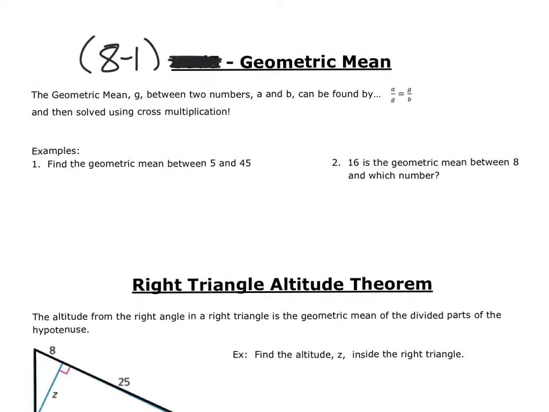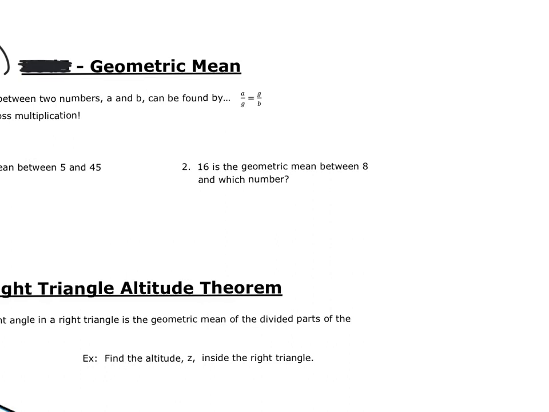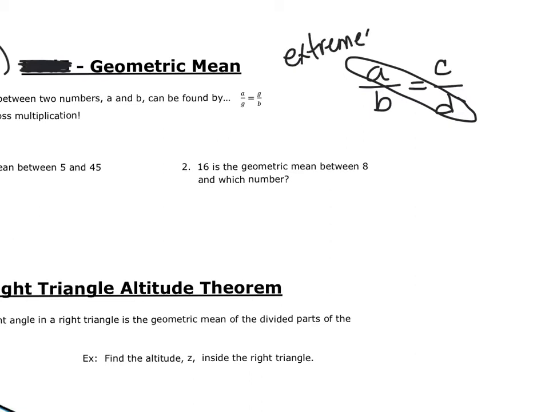Okay, so if you recall, we have talked about proportions. So in our proportions, like one set up like this, these numbers right here, the A and D, are the extremes. And these numbers here are the means. Okay, so geometric mean is when that B and C, when they're the same number, okay?